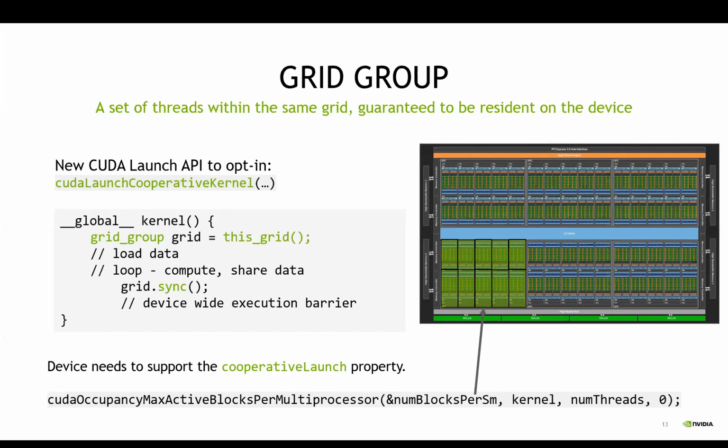So there's a question in the chat now that says, which device compute capability starts supporting cooperative launch? The device compute capability that starts supporting cooperative launch is 6.0 and higher.